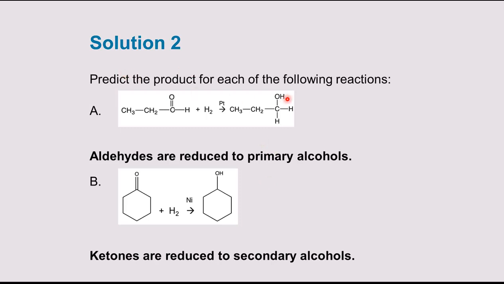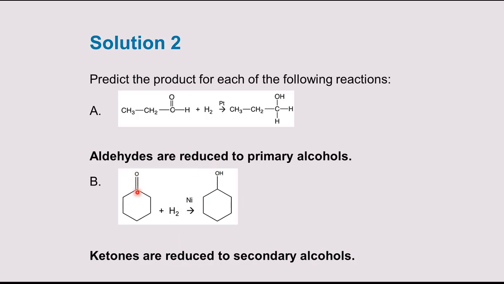We can look at that here. Here's our aldehyde. It's going to react with dihydrogen over a platinum catalyst to give us the primary alcohol product. Nothing else changes here. One other thing is we don't have to really worry about stereochemistry here, because all we are doing is reducing that C double bond O. So again, aldehydes are going to be reduced to primary alcohols. Our ketone here is going to be reduced to a secondary alcohol.